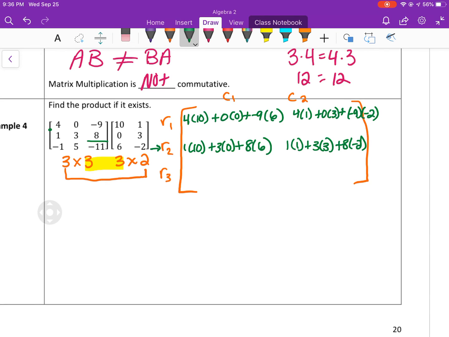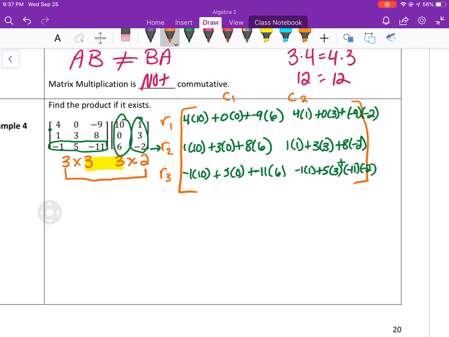Since we're in row 3 now, I'm going to put that in the row 3, column 1 spot. So row 3, column 1 will be negative 1 times 10 plus 5 times 0 plus negative 11 times 6. Then row 3 times column 2 will be negative 1 times 1 plus 5 times 3 plus negative 11 times negative 2. All right, now go back through and do the multiplication. I always save this for last.